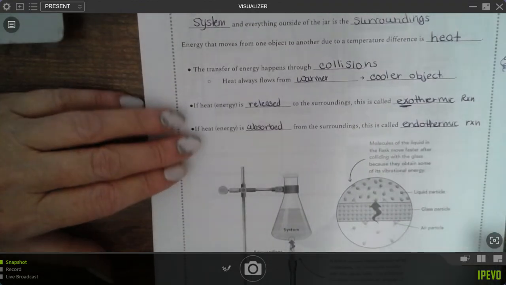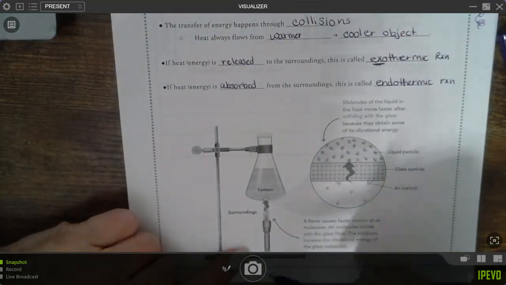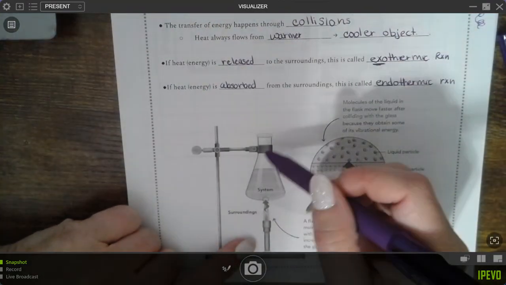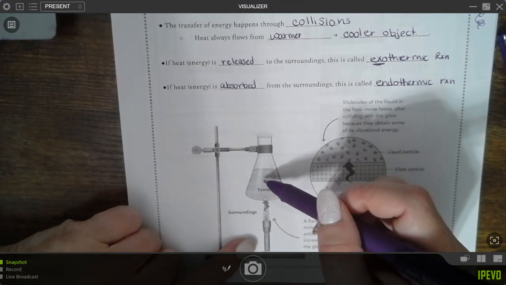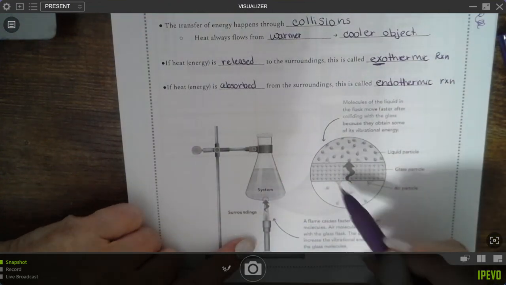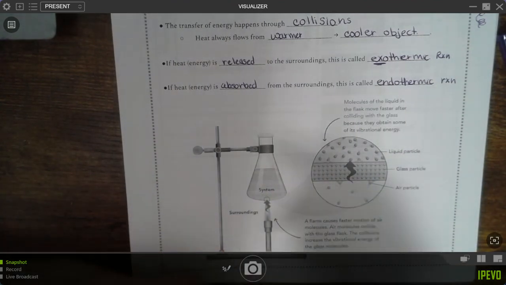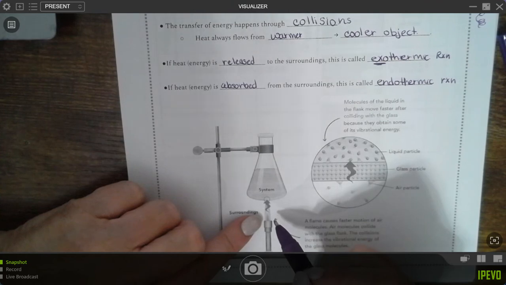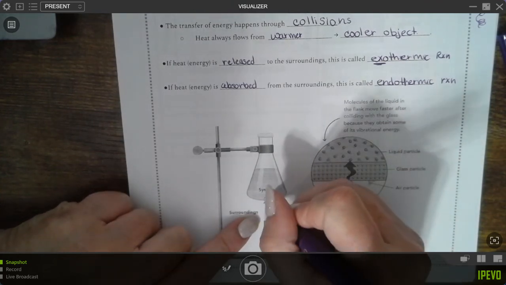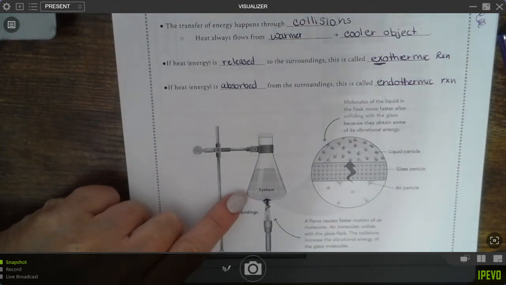Okay, so if you look at this picture real quick, this picture shows us an example. We have a Bunsen burner, we have an Erlenmeyer flask, and inside the Erlenmeyer flask, we have a reaction going on. So the flame from the Bunsen burner is putting heat into our system.